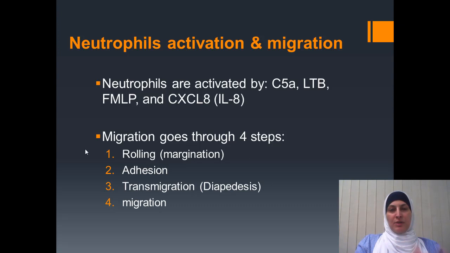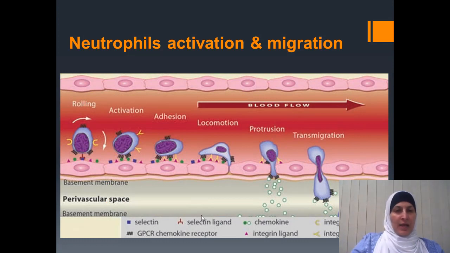The neutrophils are moving in the blood vessel, and now they need to move to the tissue at the site of the infection. So this goes into 4 steps. First, the rolling or margination. The second is adhesion, then transmigration or diapedesis, and migration. So let's talk about these steps in detail. This image shows us this is the blood vessel, this is the blood flow, and here is the perivascular space, and here's the site of the infection or inflammation.